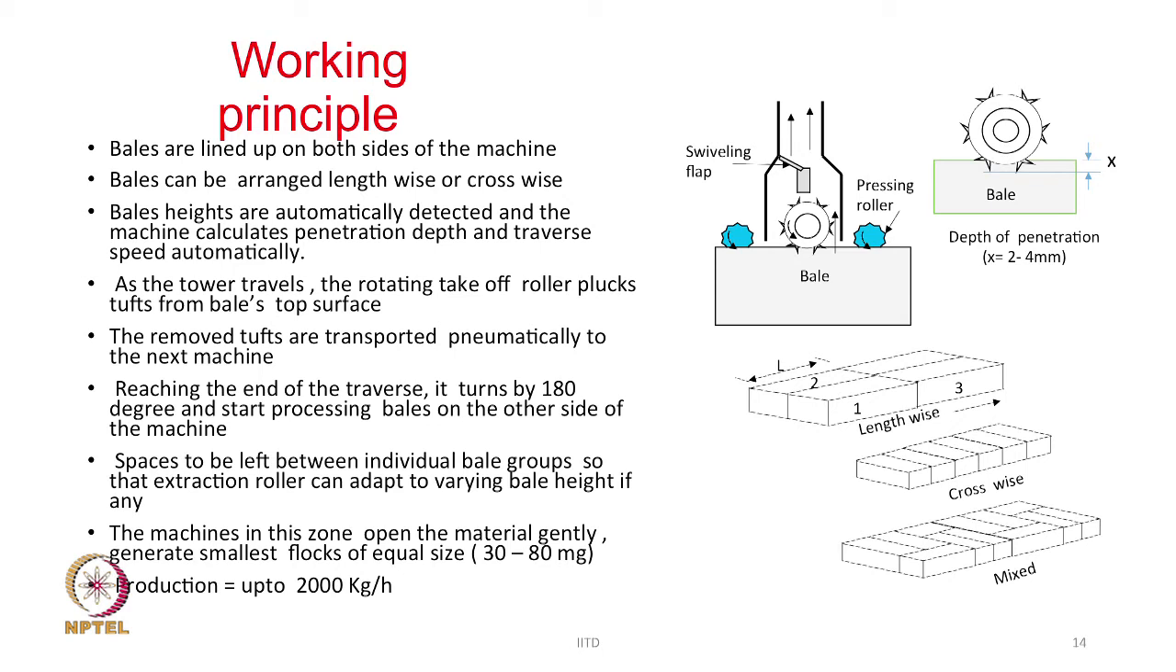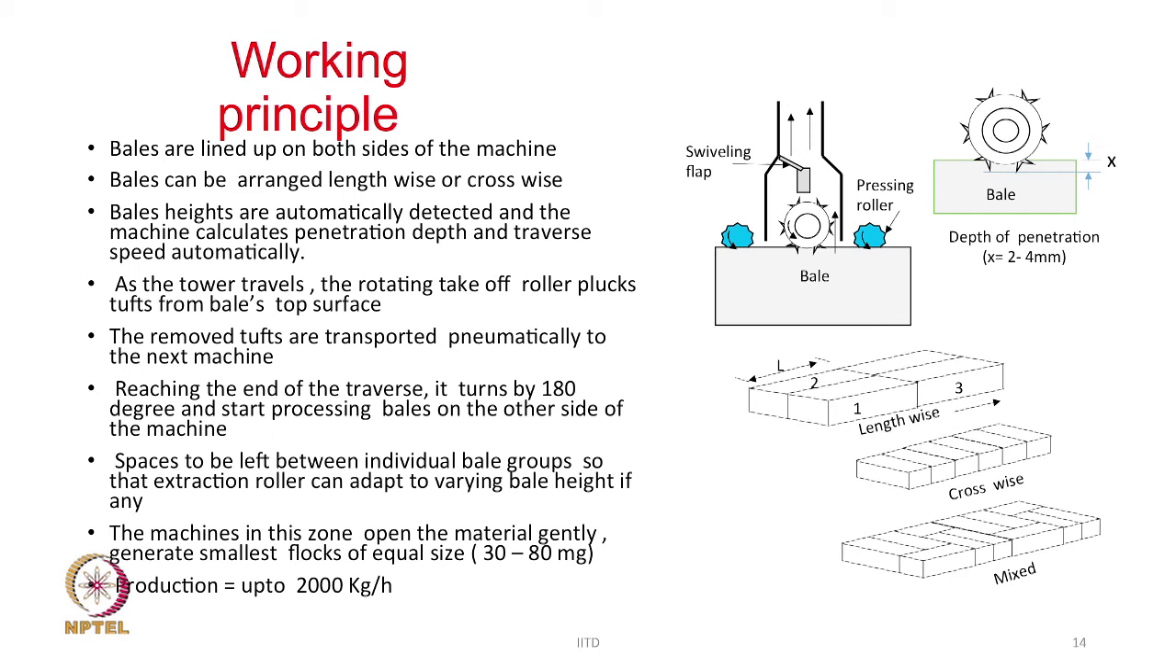The bales are first lined up on both sides of the machine. The bale can be arranged lengthwise or crosswise. The lengthwise arrangement is shown here, the crosswise arrangement is shown here, and this could be a mixed type of arrangement. So, you see the lengthwise arrangement and crosswise arrangements.